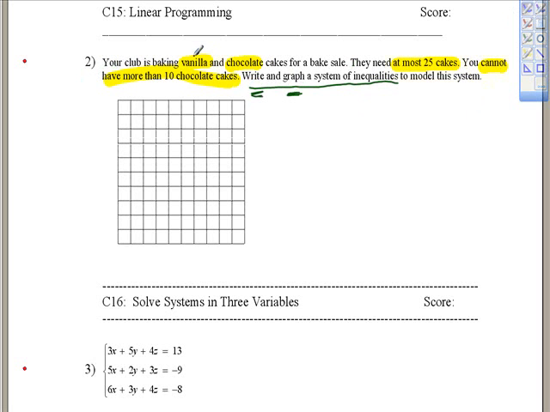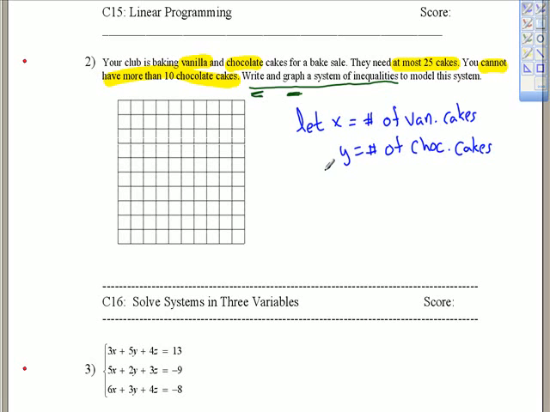I know there's some vanilla cakes and some chocolate cakes. I just let x equal the number of vanilla cakes because it's the first thing I saw, and I let y equal the number of chocolate cakes because that's the next thing they talked about. Now, some of you did it the other way around. You let x be the chocolate and y be the vanilla. That's okay. The graph just comes out sort of flipped over, like y equals x. But I did both on the key so I could check for both ways.